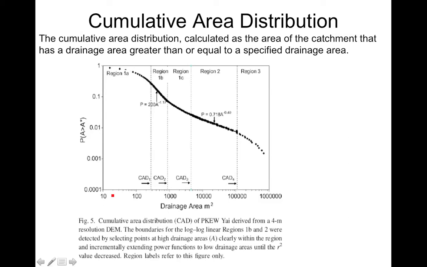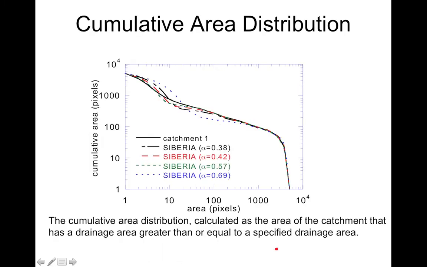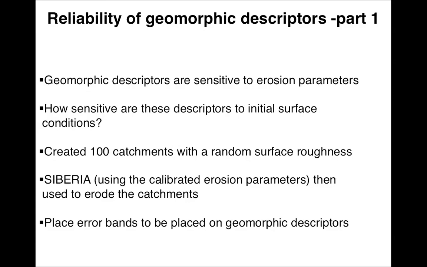So the probability that the area is greater than 10 square meters is almost equal to 1, because that's the pixel size. And then at the bottom of the catchment here, the probability that the area is greater will eventually go down to 1 divided by the total number of pixels. And that's just comparing the cumulative area distribution for the different models.